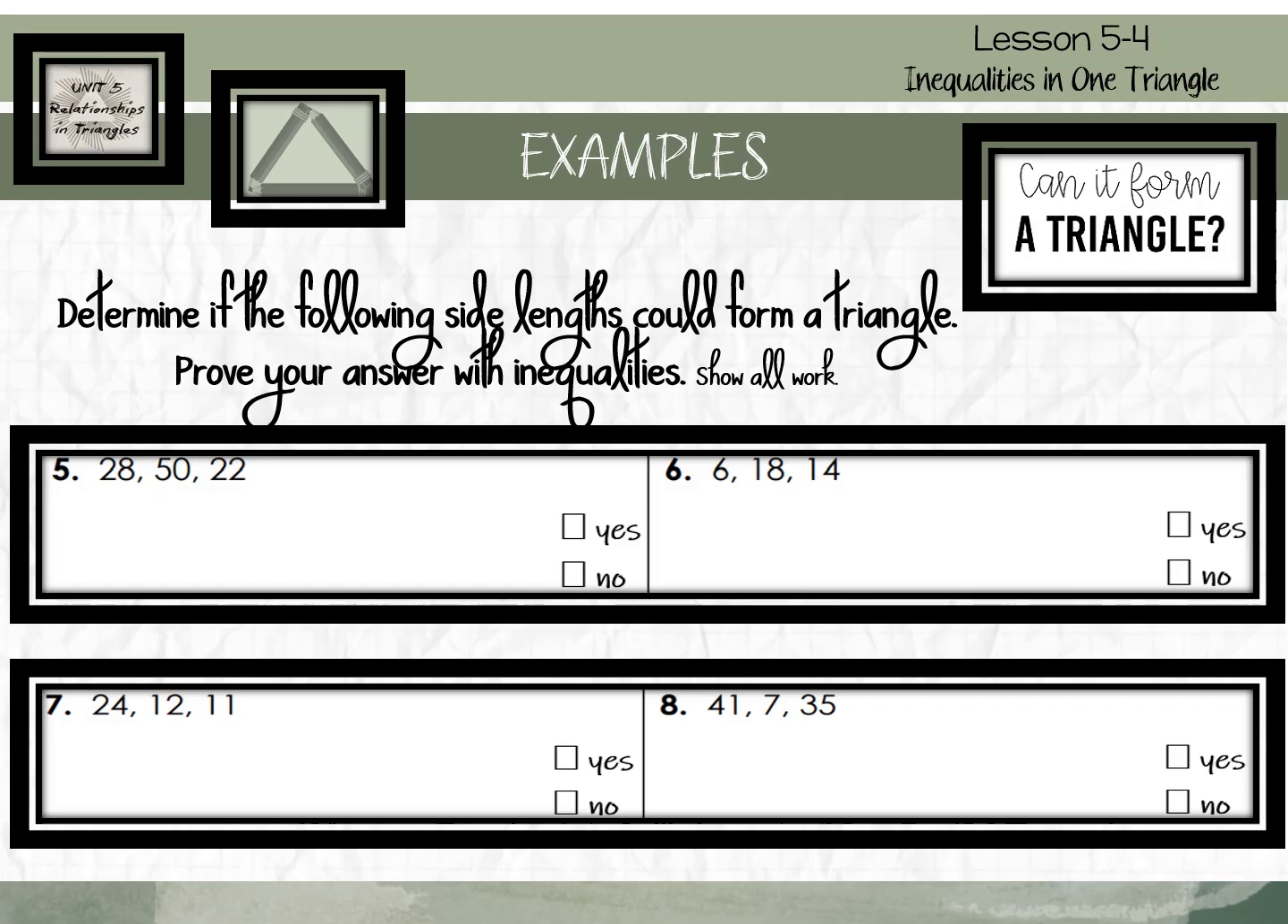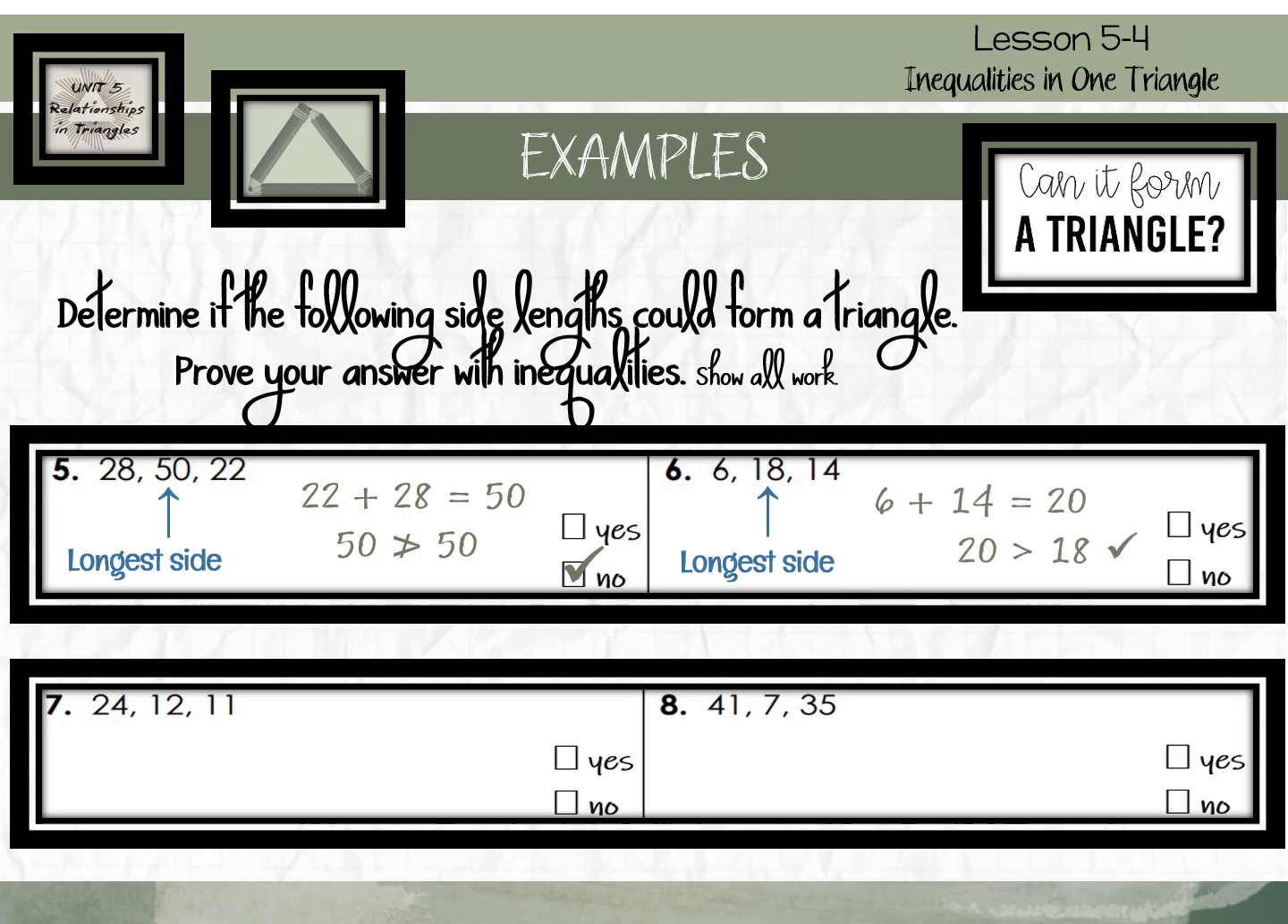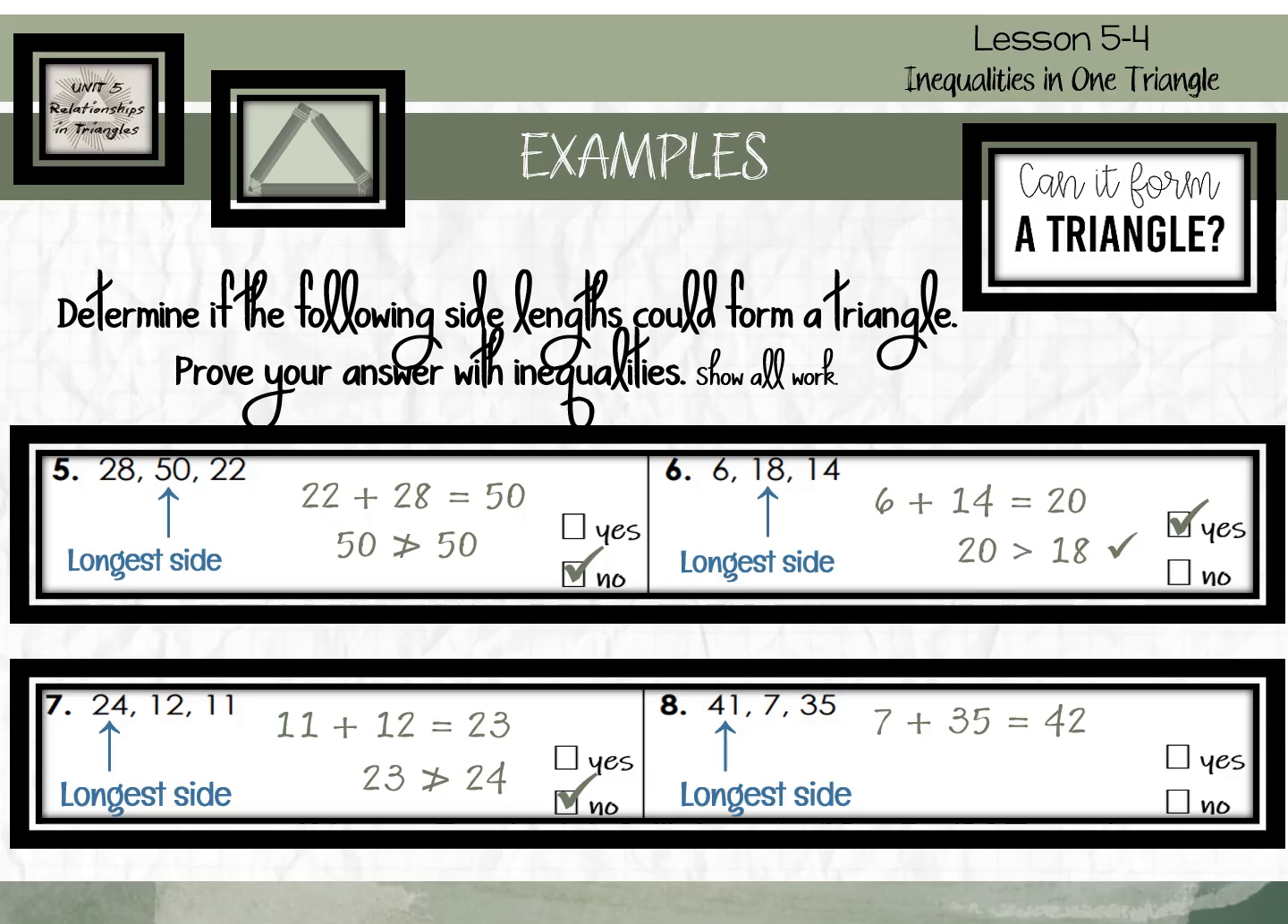Let's do some more. Longest side's 50. Two shorter sides add to 50. 50 is not greater than 50, so that's a no. Longest side's 18. Add the 6 and 14, you get 20. 20 is more than 18, so that's a yes. Longest side's 24. Add the 12 and 11 together, the shorter sides, ooh, that's 23. That's not more than 24, so that's a no. Longest side is 41. Add the 7 and 35 together, you get 42. Yes, that's more than 41, so we have a triangle.